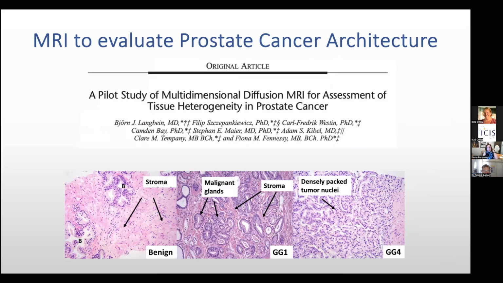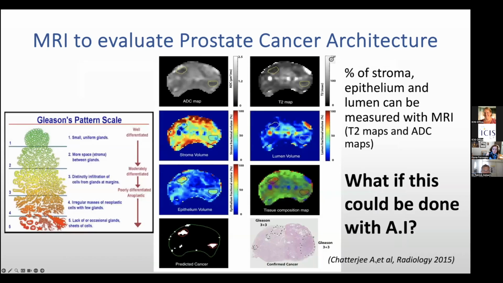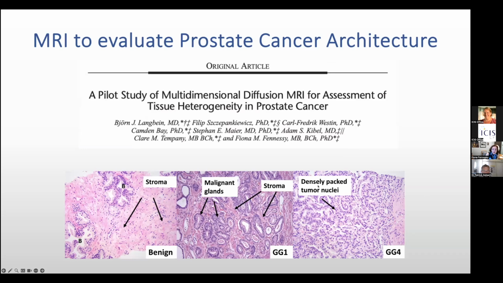Another way to do this is, I think people may have heard of multidimensional diffusion MRI, or looking at the microstructure, if you like. And really this is based on the fact that if you look at benign tissue here, for example, you've got a lot of stromal tissue, which is the light pink, and then some benign glandular tissue here. These are more malignant glands with maybe a little bit less stroma. This is a GG1, and then GG4 here is densely packed tumor nuclei. So you can see that this looks very different on histology to this.